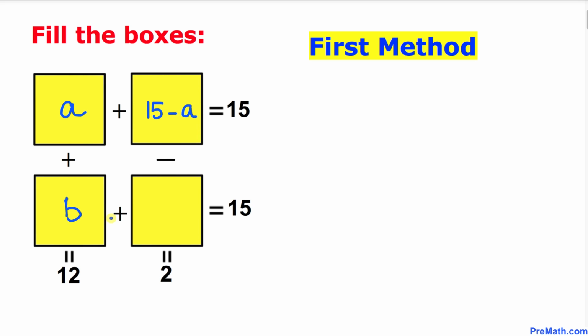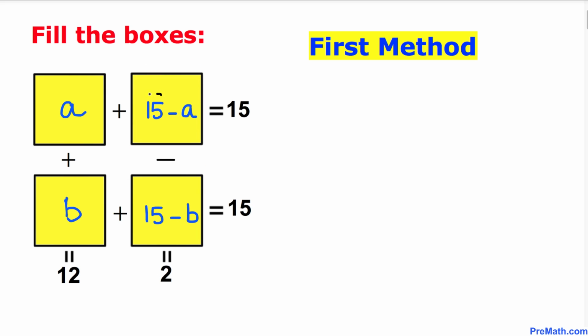Likewise, we are going to use the same strategy over here as well. So this box is going to become 15 minus B. Now if we add B plus 15 minus B, we are going to get 15. And here's our next step. Let's go ahead and focus on these vertical boxes.